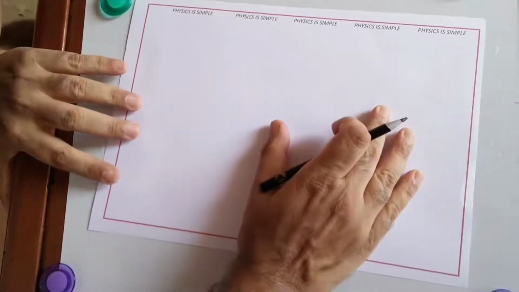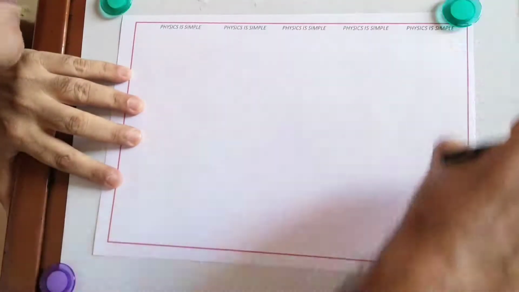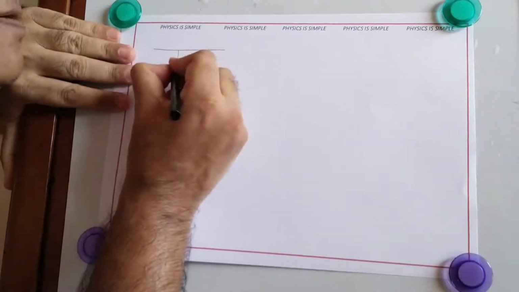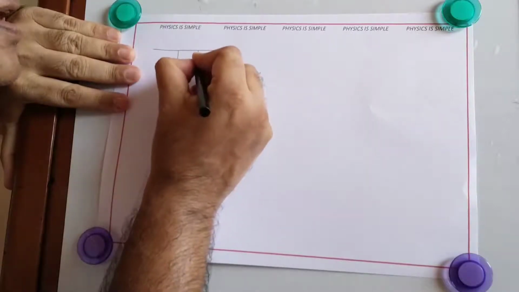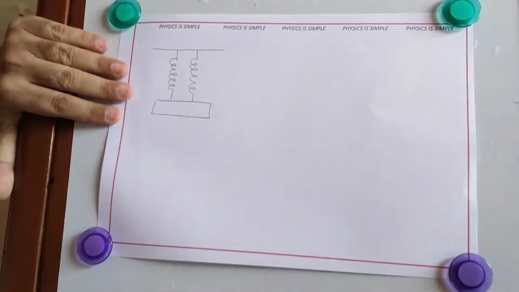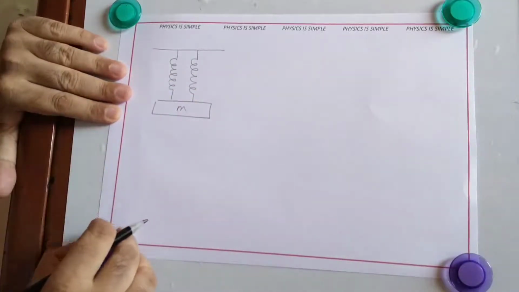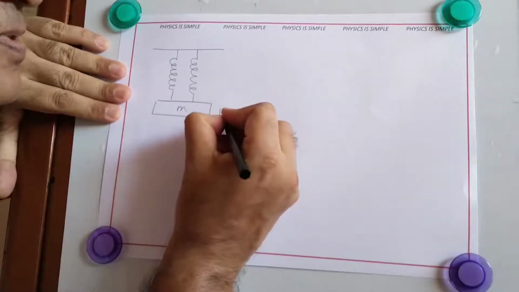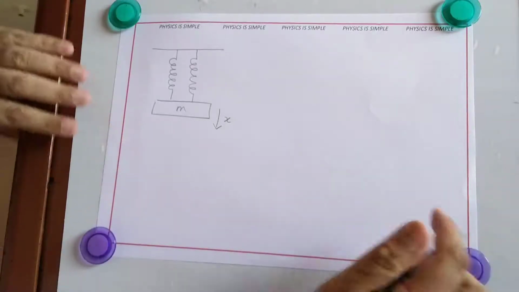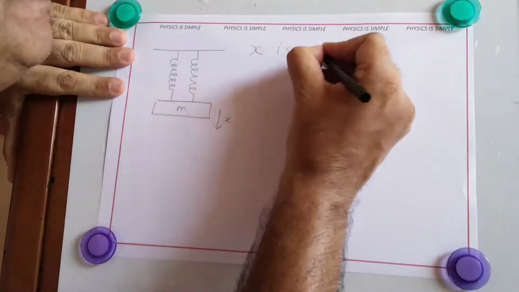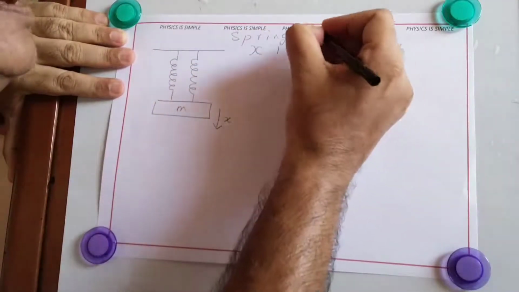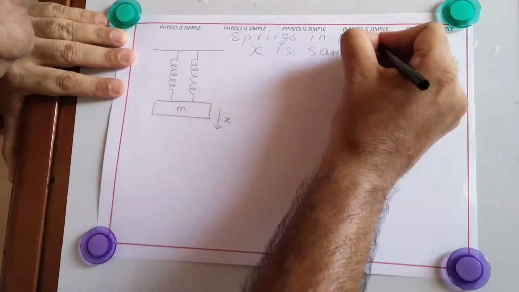Now, if we connect the springs in parallel, what will we say? So this is one spring, this is another spring. Now they are connected in parallel, and this mass does not rotate, it just comes straight down. So if it comes down by x, both the springs will get extended by x. So in this case, x is same. So when springs are in parallel, x is same.